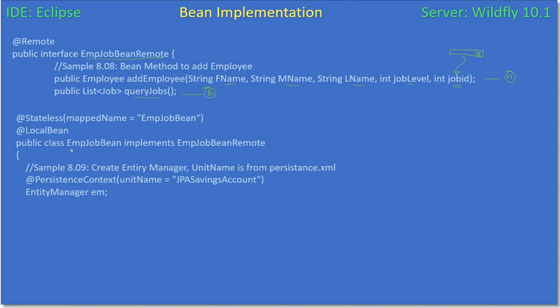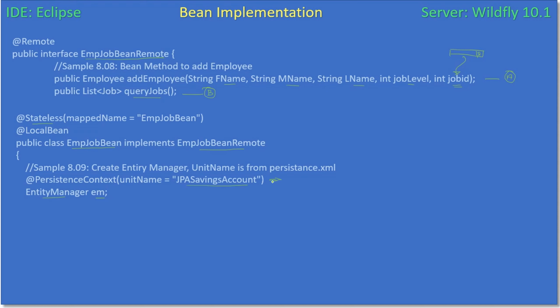So here, if you see, the emp job bean, this is the new stateless bean which we will create, and this bean implements emp job bean remote. And if you see here, we are using the entity manager em, and the persistence context is JPA savings account.